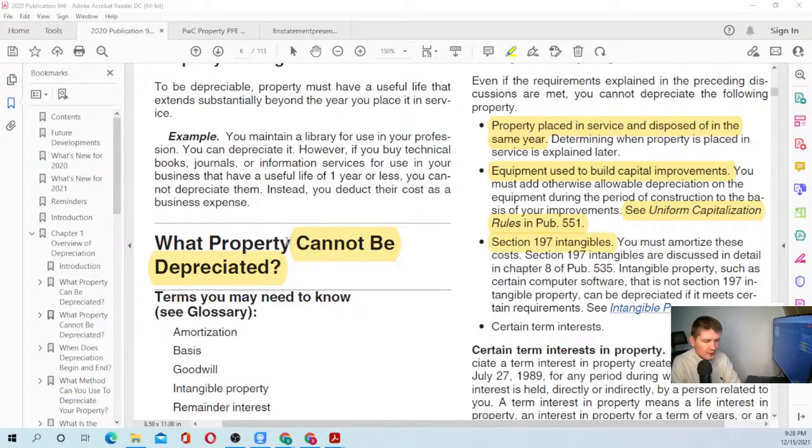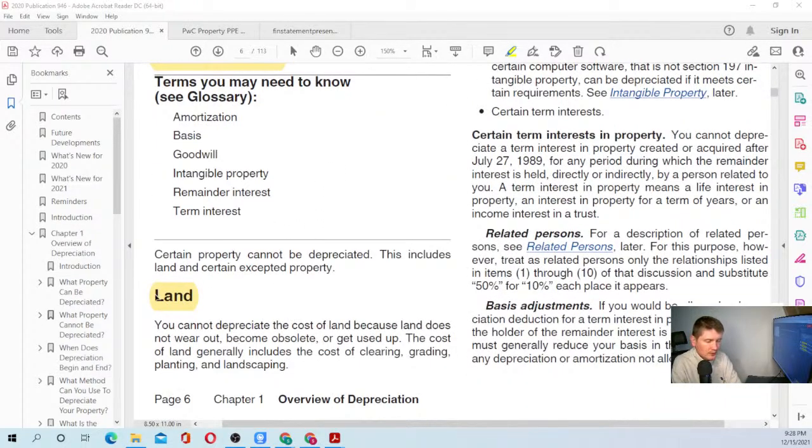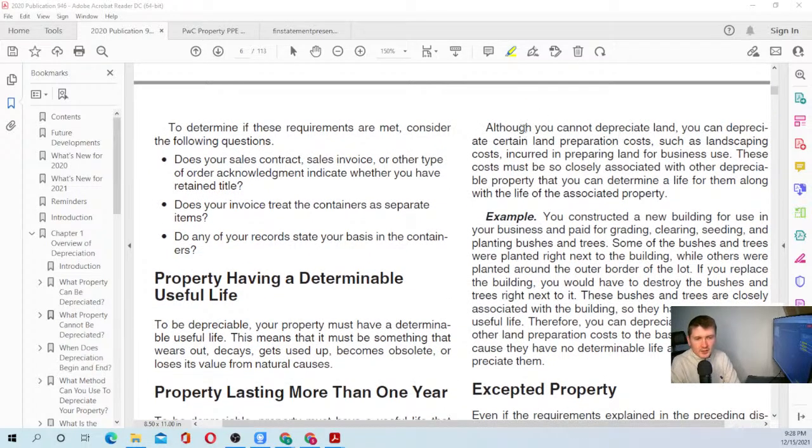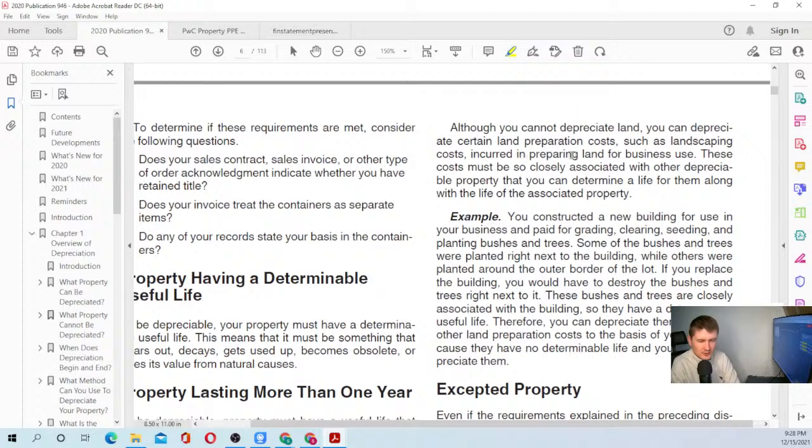Okay, so what cannot be depreciated? Land, the same as in accrual basis accounting, cannot be depreciated. But you can depreciate certain land preparation costs, such as landscaping costs, incurred in preparing land for business use. These costs must be so closely associated with other depreciable property that you can determine a life for them along with the life of associated property. So though land itself is not depreciable, you can depreciate some other expenses.